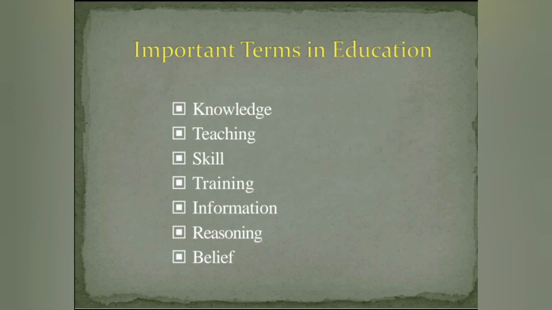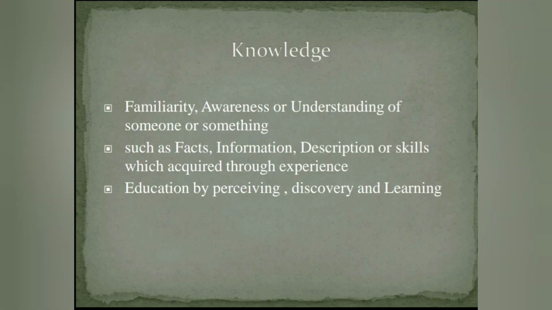So the important terms in education are knowledge, teaching, skills, training, information, reasoning and belief. So let's see one by one in detail. The first thing is knowledge, the familiarity or the awareness or understanding of something or someone, such as facts, information, descriptions or skills which is acquired through experience, etc. And the education by preserving, discovering and learning.